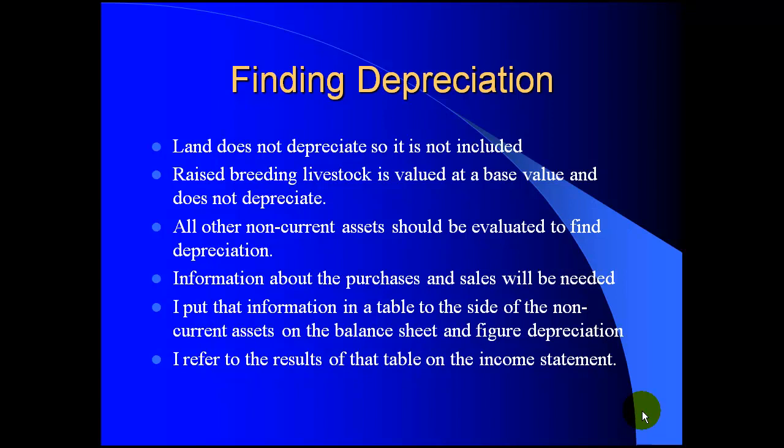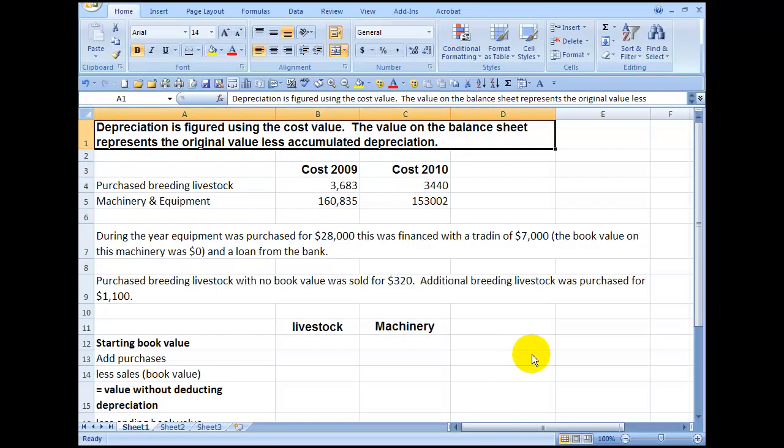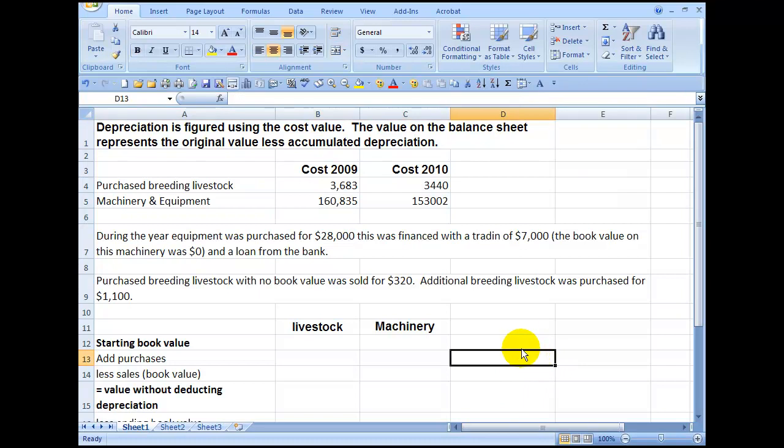Information about purchases and sales will need to be entered, and I put that information in a table to the side of the non-current assets on the balance sheet. That's where I put them in my Excel file, and I'll show you how to do that when we build the income statement. And I refer to the results from that table on the income statement. I want to go through some examples to show you how to do it.